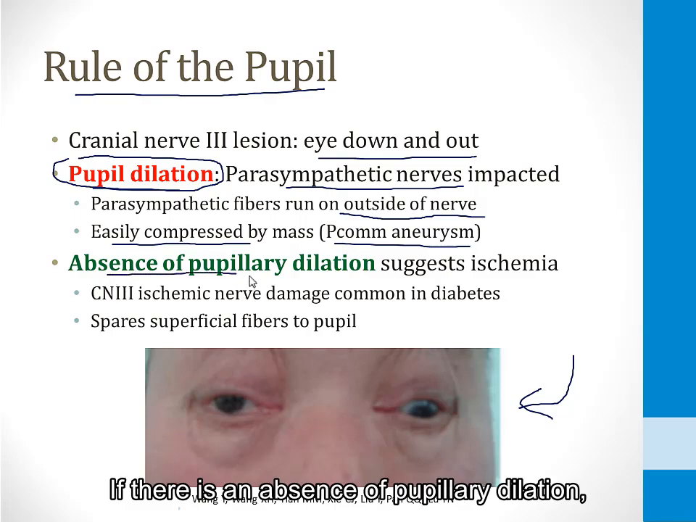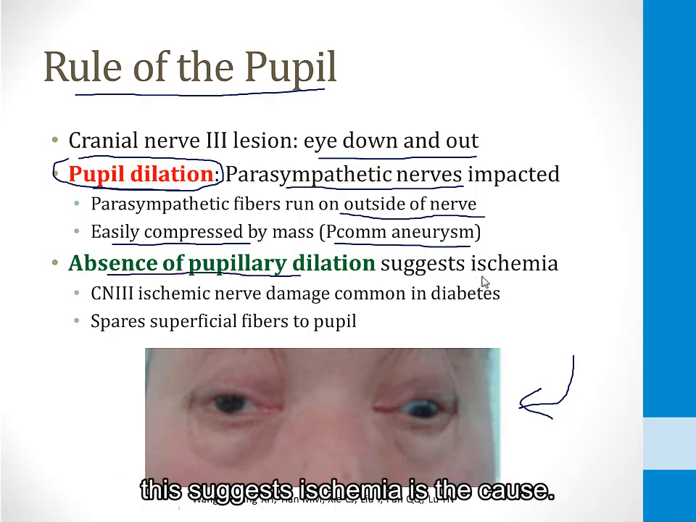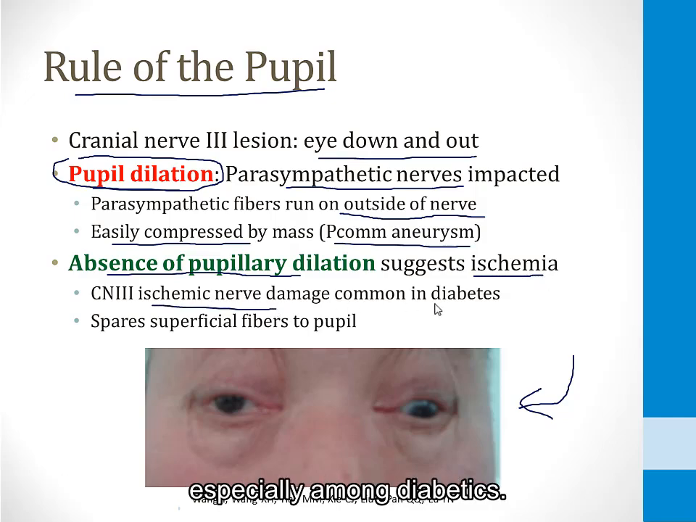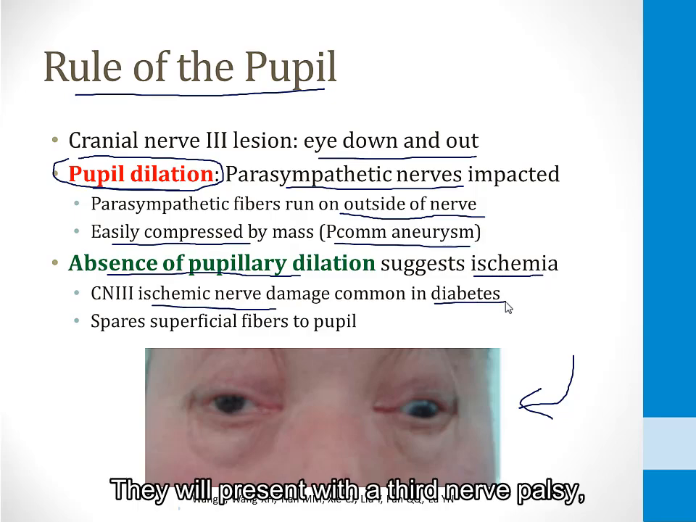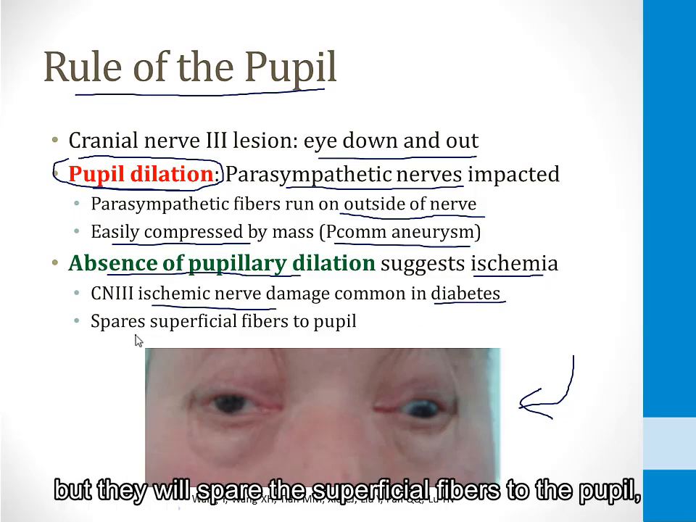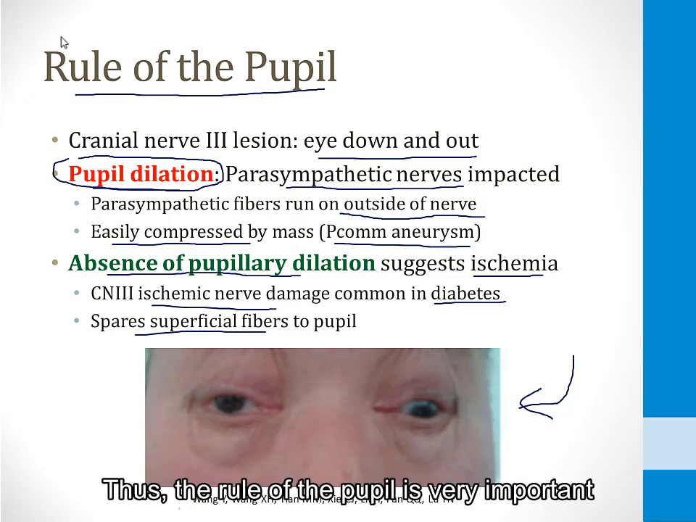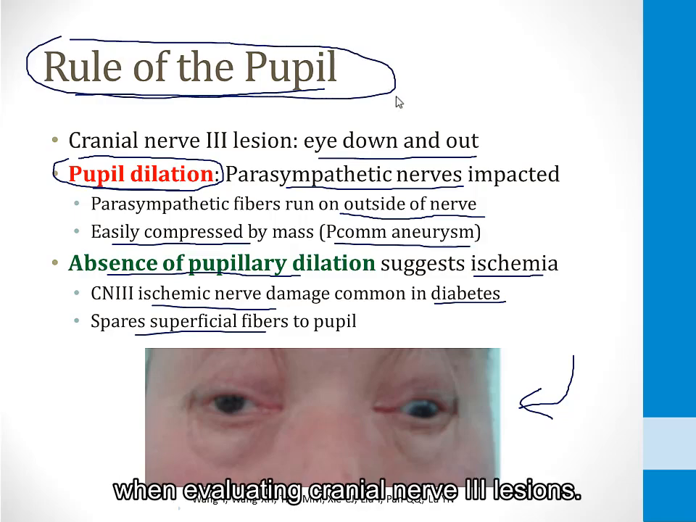If there is an absence of pupillary dilation, this suggests ischemia is the cause. Cranial nerve 3 ischemic damage is very common, especially among diabetics. They will present with a third nerve palsy, but they will spare the superficial fibers to the pupil, and therefore the pupil will not be dilated. Thus, the rule of the pupil is very important when evaluating cranial nerve 3 lesions.